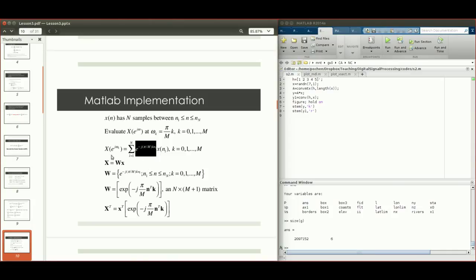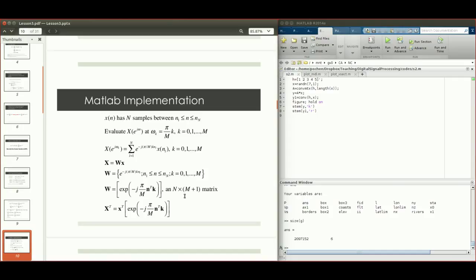And what I can tell you is that this particular formula can again be implemented using matrix vector multiplication. So you have x, that's your input signal. And then all you have to do is to construct this particular matrix W, so that this matrix vector multiplication actually gives you this particular summation. And how do we actually construct this W? The formula is actually quite simple.